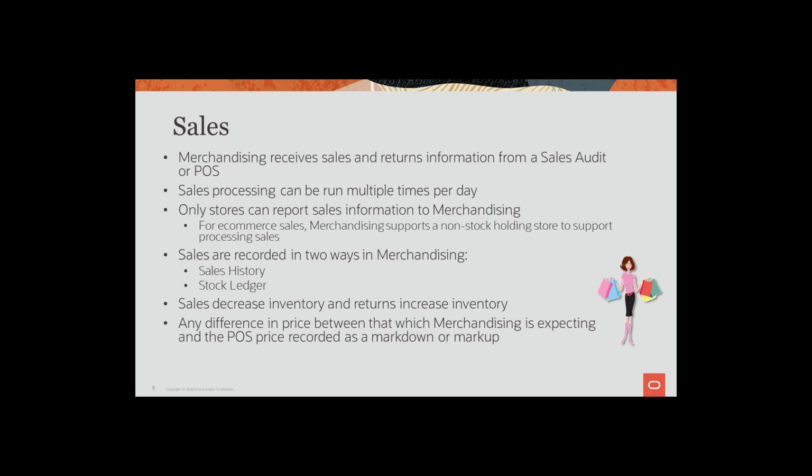Additionally, stock ledger records may be written for a sales transaction if the price that is included in the file from POS is different than what merchandising is expecting. If the item was sold for less than what merchandising expects, then a markdown is recorded. If it's greater, it is recorded as a markup.